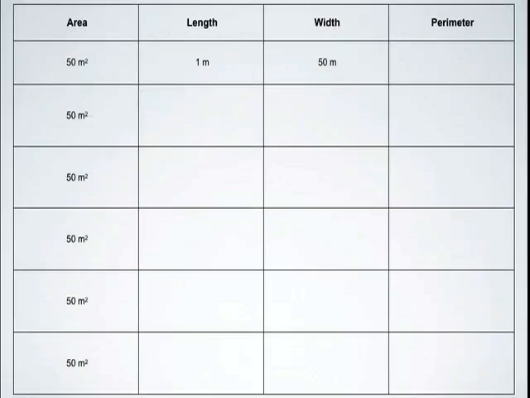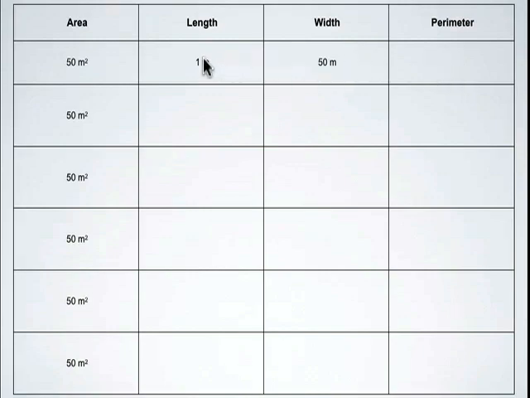Here's the table that we're going to use to take a look at all of the different dimensions that we can have for this problem. The table is going to have an area fixed at 50 meters squared all the way down the chart. And we're going to take a look at different lengths and widths that will give an area of 50 meters squared and then determine the perimeter of the 3 sides for each of those situations.